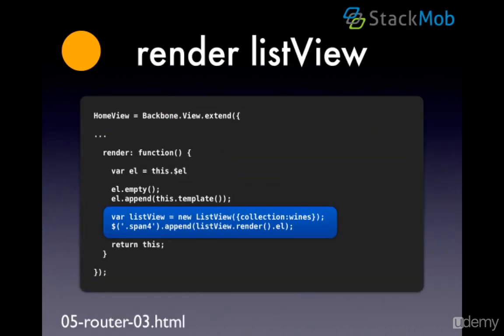The way that happens is that when my list view is created, I'm passing in the collection that has already been created. I'm passing in an option called collection, and I'm setting that equal to wines. Remember, we created an instance of our collection in a variable called wines. And then I'm appending the list view, and I'm rendering it to this element that I've defined by the class span4. So that's how I'm passing in my collection.